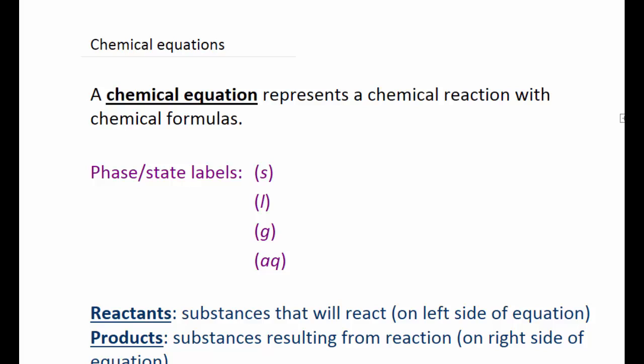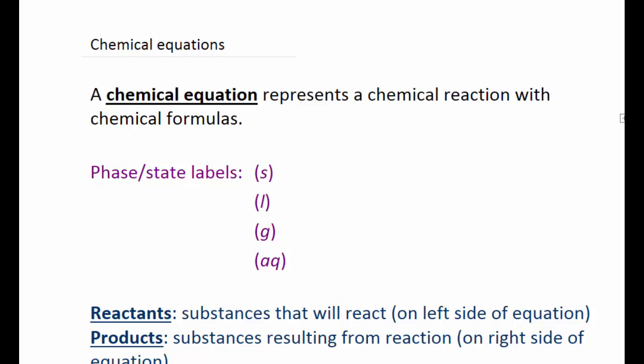The reactants are the substances that will react. So they're the things that you're sort of combining together. They're on the left. And the products are the substances that result, that are over on the right. Okay? The chemical formulas are the elements, compounds, okay, that are actually in these, the H2O, the NaCl. Okay? And those are the formulas.